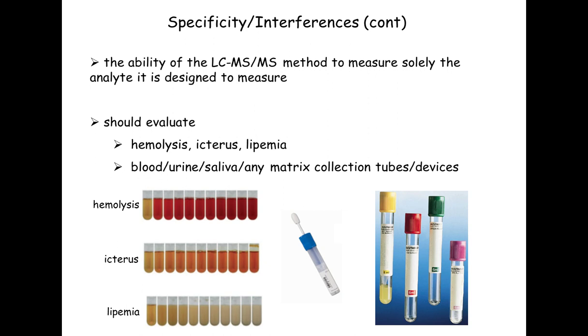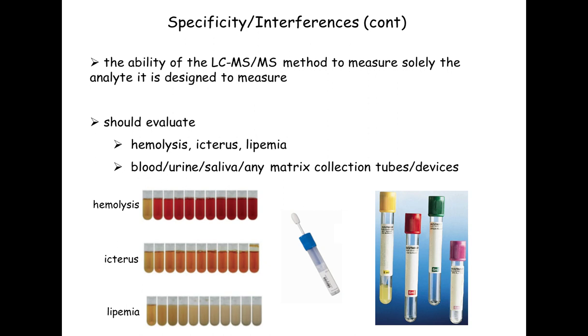So as I mentioned earlier, if you're going to measure your analyte in serum or plasma, then you should evaluate hemolysis, icterus, and lipemia and how they affect your mass spec method. It's also really important to test different collection tubes or collection devices on your mass spec method. So if you're only going to accept, for example, a red top tube, then you obviously have to make sure that that doesn't cause any issues in your method.